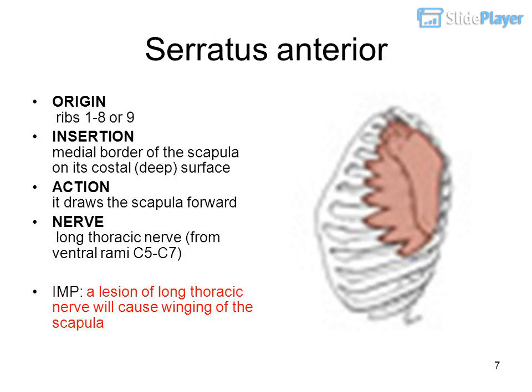Serratus anterior. Origin: ribs 1 to 8 or 9. Insertion: medial border of the scapula on its costal, deep surface. Action: it draws the scapula forward. Nerve: long thoracic nerve, from ventral rami C5 to C7. Important: a lesion of the long thoracic nerve will cause winging of the scapula.